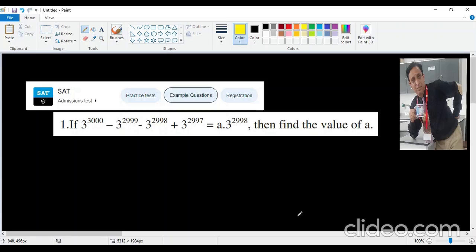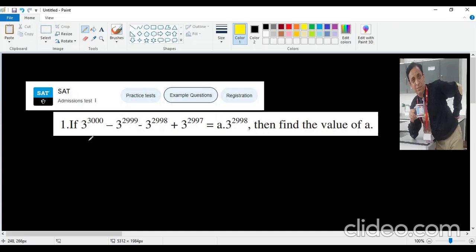Okay, so if you get a question like this, what do you think should be done? This question is taken from the SAT examination test, and this is just an example question. So, if you get a question like this, what do you do?